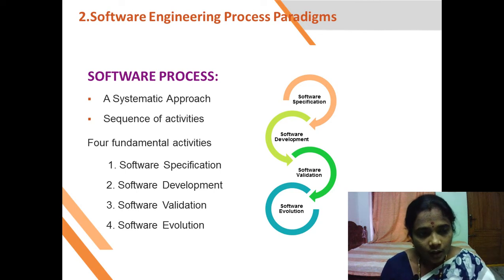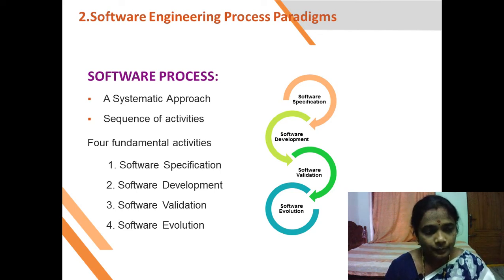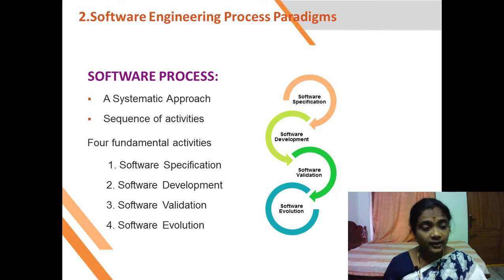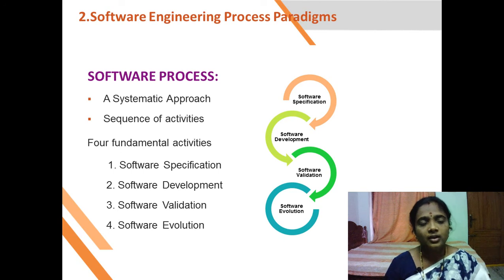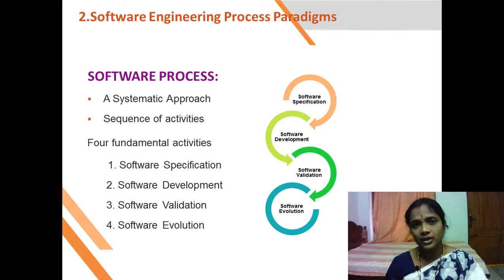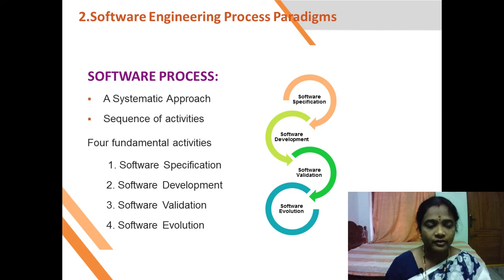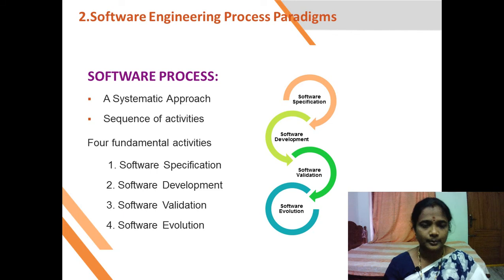In software specification, the customers and the engineers collaborate with each other in defining the software and constraints on its operations. Here the engineer is going to collect all the requirements from the user, all the requirements he is expecting in the particular software. In the next activity, development, the software is going to be designed and programmed.